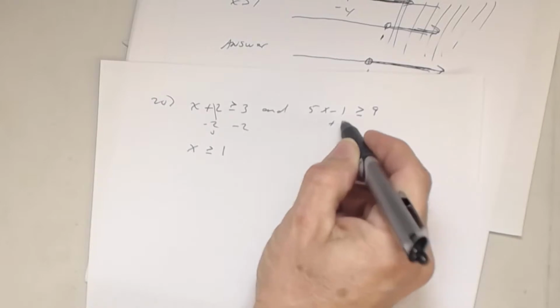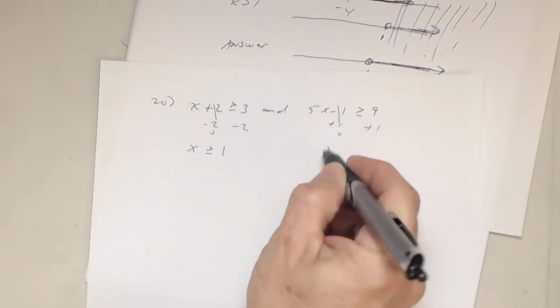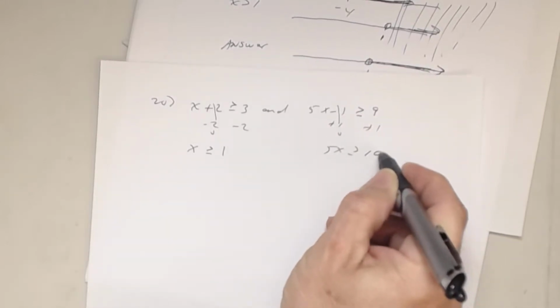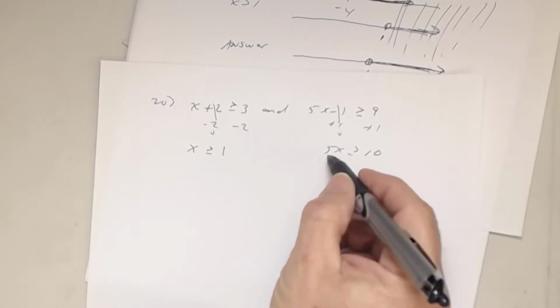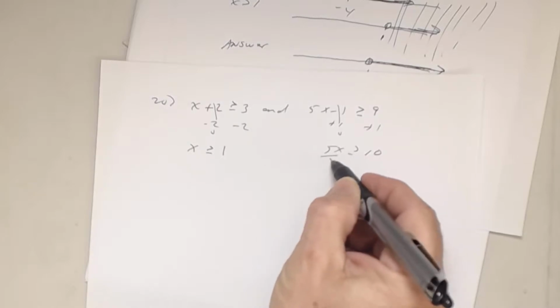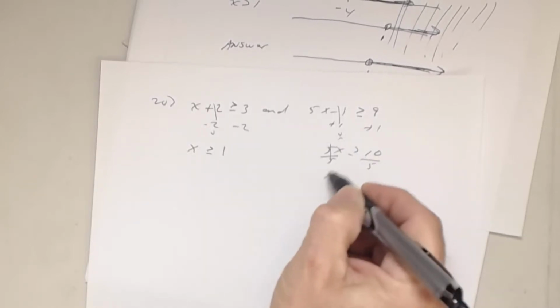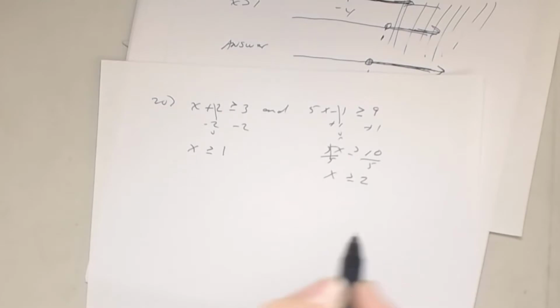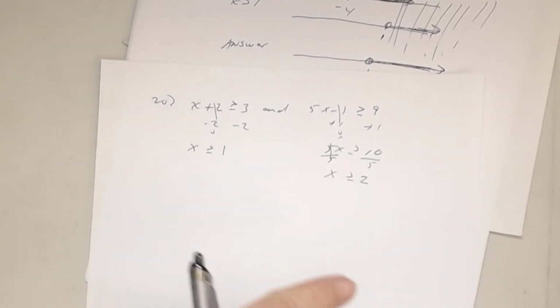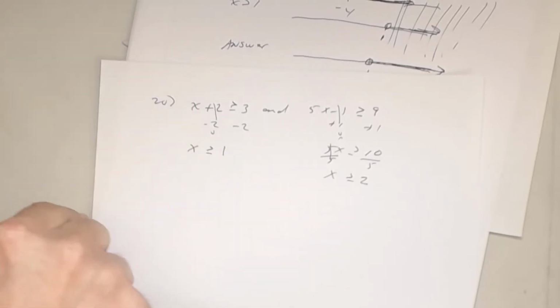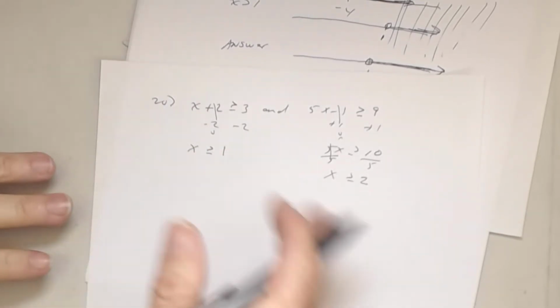Okay, now how do you do this one? Add 1 to both sides. 5x is greater than or equal to positive 10, right? And then how to get x by itself? Divide by 5. So x is greater than or equal to 2. So x is greater than or equal to 2 is a solution to which inequality? The second one. All right. But I've got to find the solution to the original compound inequality. So that's where I draw the 2 separate graphs.